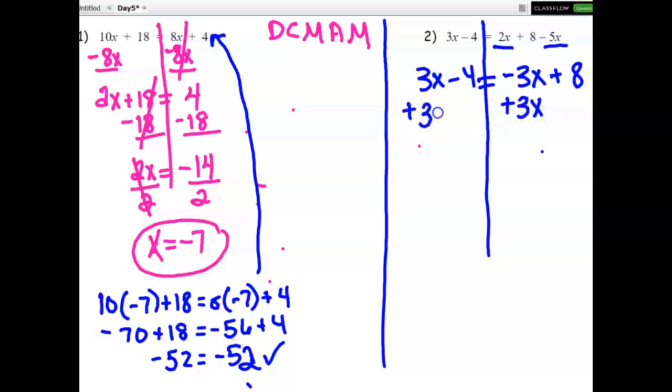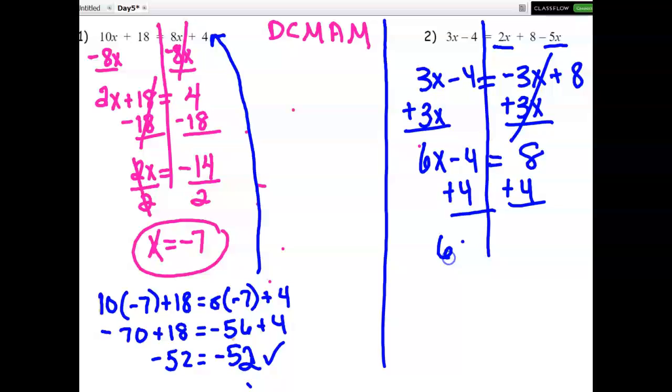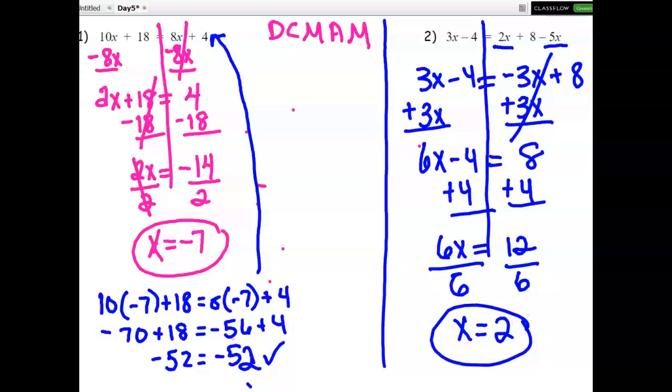When I add my 3x here on the left side, we get 6x minus 4 is equal to, now the negative 3x and positive 3x cancel out, and we're left with 8. I'm going to add or subtract the constant here, so I'm going to add 4 to both sides. When I do that, I'm left with 6x is equal to 12. And then when I divide by 6, last step, my x is 2. Then you can plug it back in and do your check step.